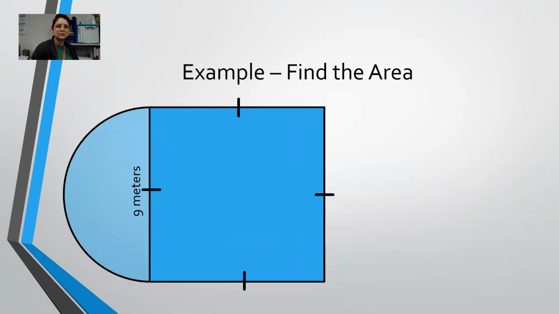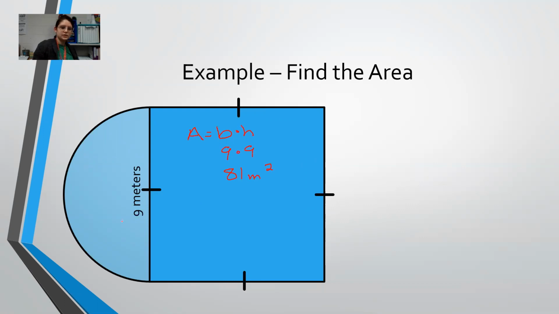Let's look at another example. This time I can see I have a square combined with a half circle. Let's start by finding the area of the square. A square is a type of parallelogram, so area will be base times height. Squares have all the same measure, so it'll be 9 times 9, which gives me 81. So the area of my square is 81 meters squared.